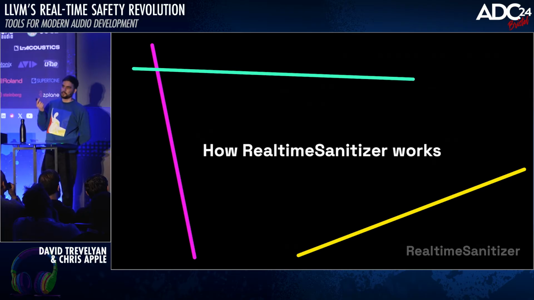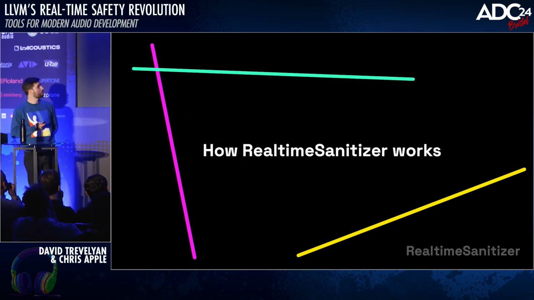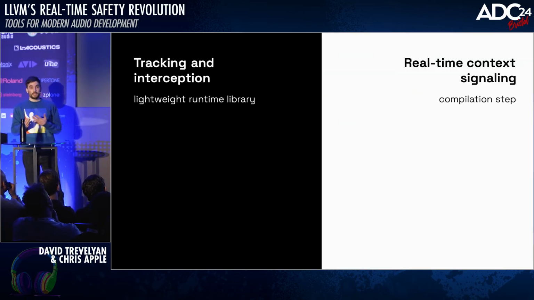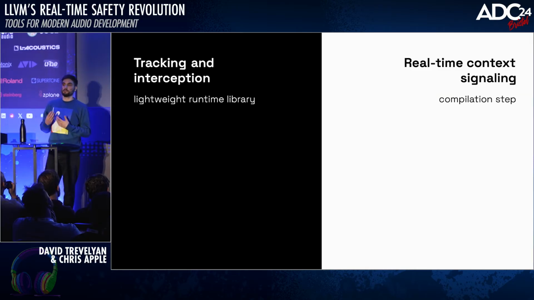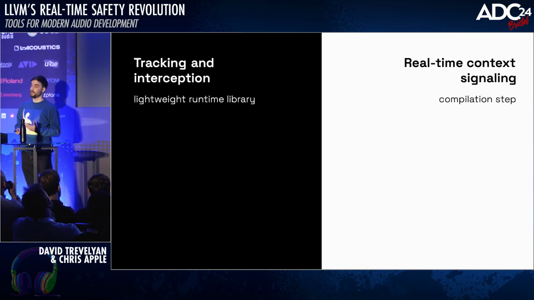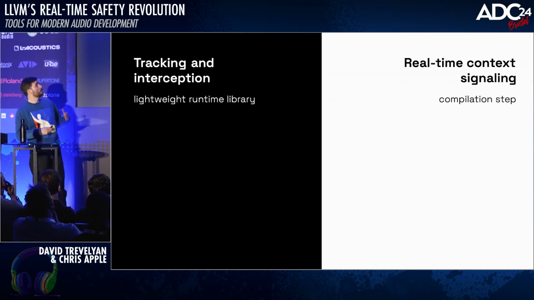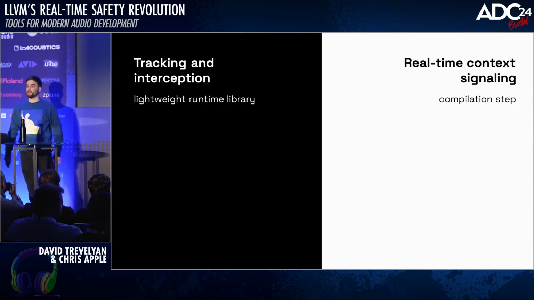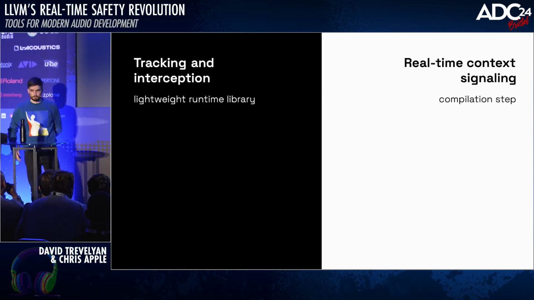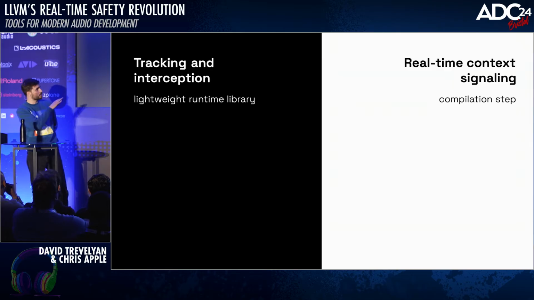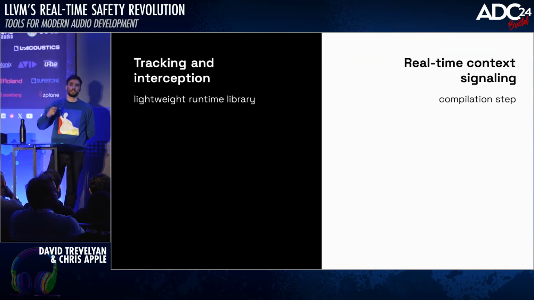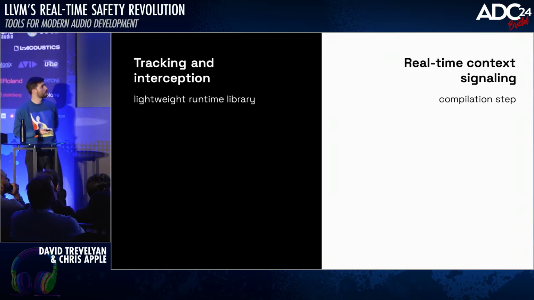So now let's get onto the interesting bit. The algorithm behind RealtimeSanitizer is actually really remarkably simple. It comes from the interaction between 2 cooperating components. One half of it is a lightweight runtime library that gets linked into your final binary. I'm going to cover that in a second. I'm going to start with the other half, and that's a compilation step that does some signaling, and we'll look at that now.